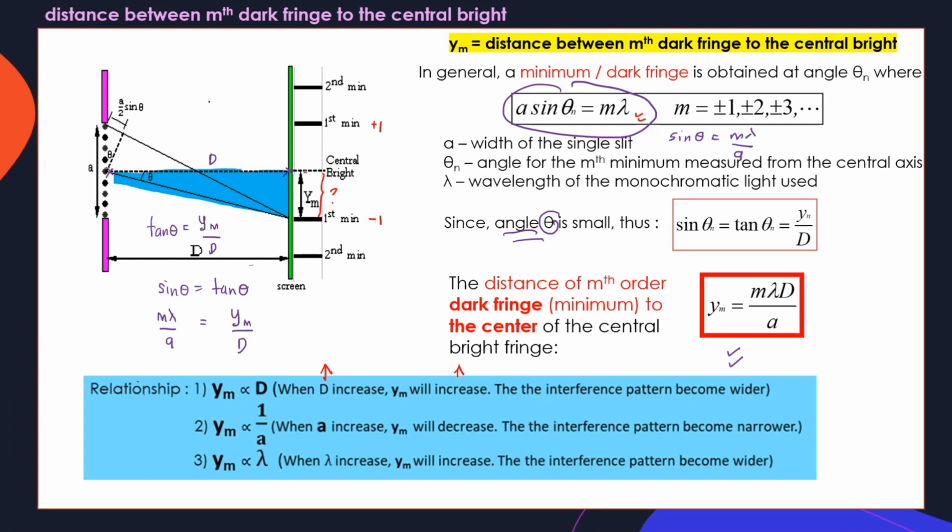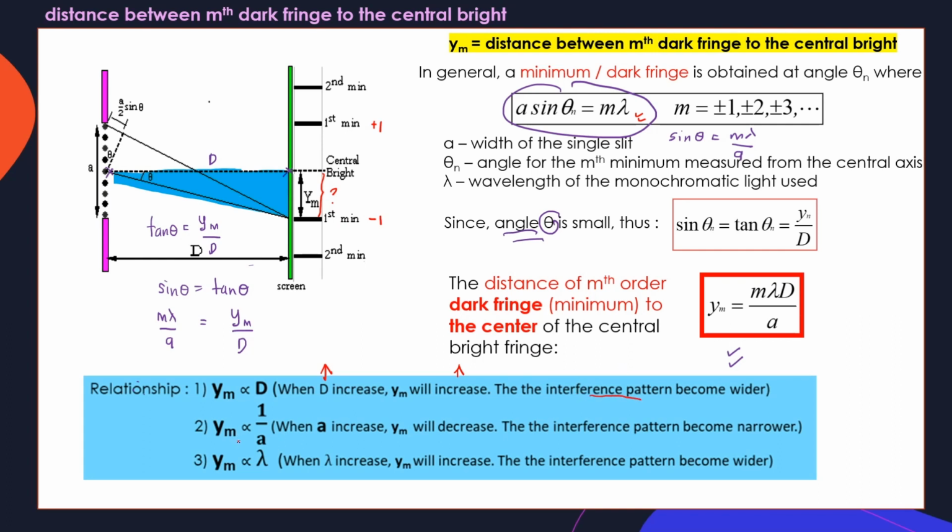The distance from the central bright fringe to the first minimum becomes farther, and from the central to the second minimum also becomes farther away. So what happened to the interference pattern on the screen? The interference pattern becomes wider.